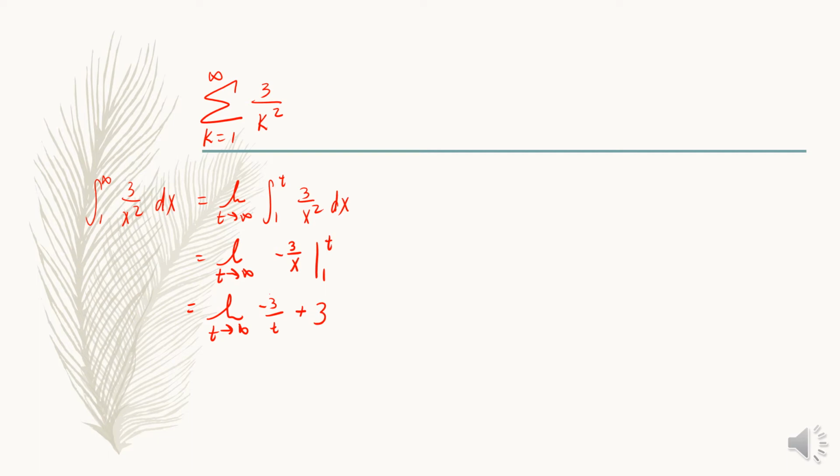Now we're going to evaluate this limit. So the limit as t approaches infinity of negative 3 over t. That means that the denominator is getting bigger and bigger. So this goes to 0, which means my integral went to 3. Because this integral converged, that means that my series also converges. It doesn't converge to 3. That was the integral. This is going to converge to something less than 3, but I do know that it does converge because the integral converged.